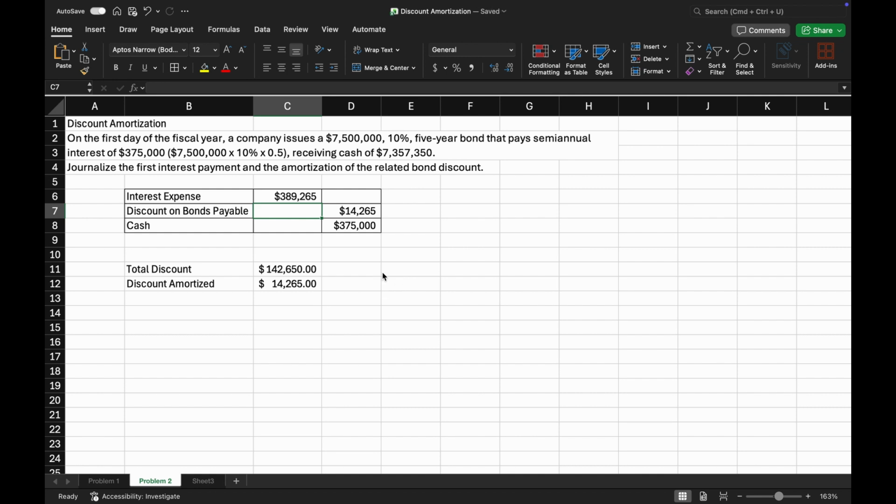And there you go. You now understand the concept of discount amortization and how to journalize it.